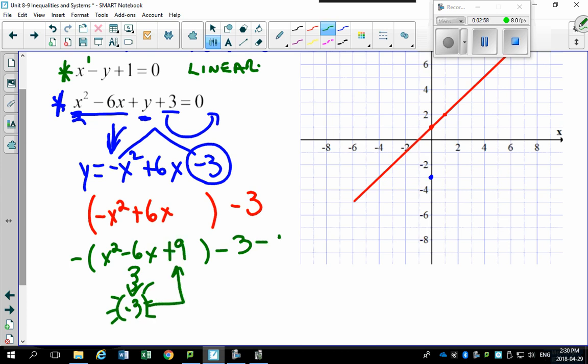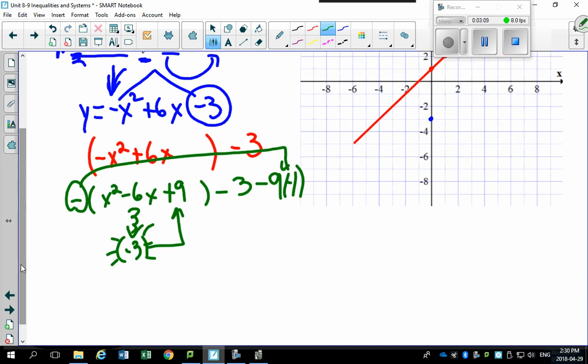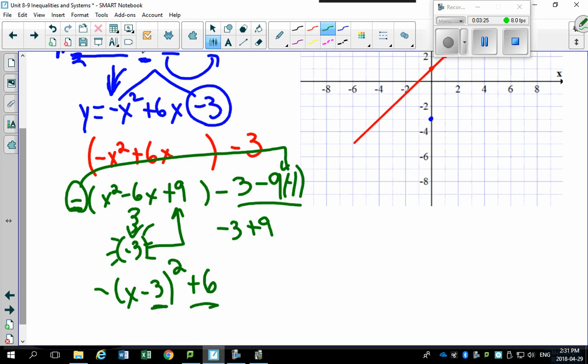So you subtract the 9, but don't forget the minus 1 that goes all the way out here, so you have to multiply that by minus 1. So it looks like a mess, but I guarantee you it'll clean up right away. There's the minus still here. This becomes x minus 3 squared. And then this mess becomes minus 3 plus 9, which becomes, of course, oh my goodness, plus 6. Wow. There's your vertex at 3, 6.